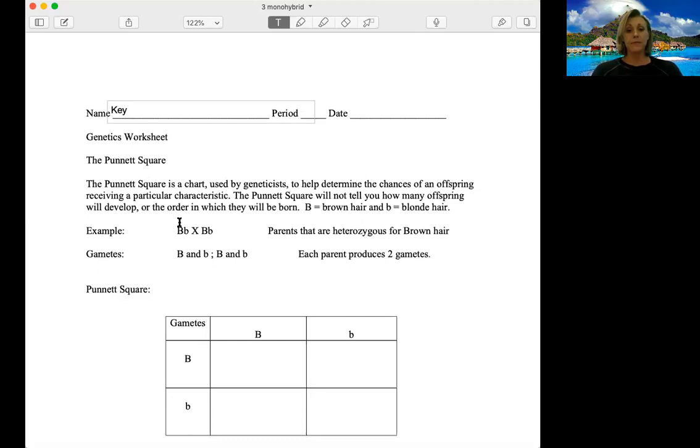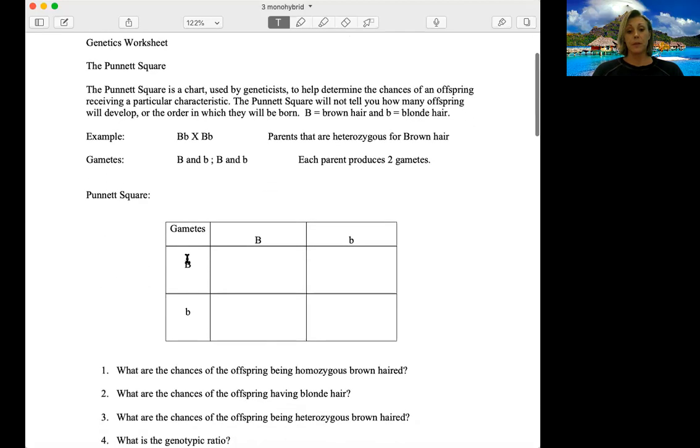So say for example, you had two parents, here's mom, here's dad. They're both heterozygous for brown hair. So big B means that they have brown hair. Little b would be blonde hair. So big B is the dominant trait. Little b is the recessive. So this parent can either give their big B or their little b. They have a brown-haired allele or a blonde-haired allele, and same with the other parent, brown or blonde. So the parents' gametes go up top.